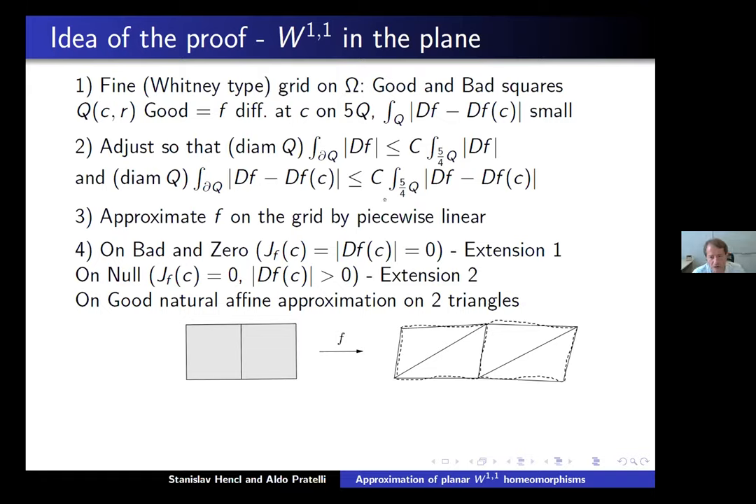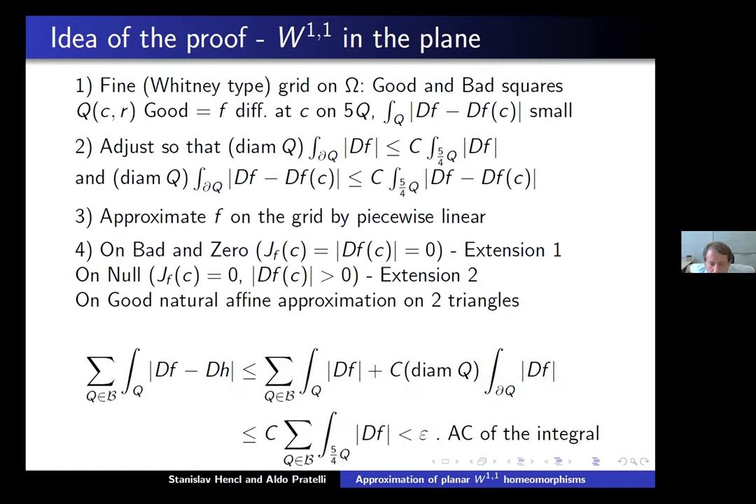Okay, so what we do now, we need to show that really our mapping is close on all squares. So first, let us consider the bad squares. The image is really something horrible, like something that you see on the picture over there. So I want to approximate my mapping by the extension. On each of the bad squares, I have a piecewise linear mapping on the boundary, and I have found a piecewise linear extension inside. And I would like to see how close this is.